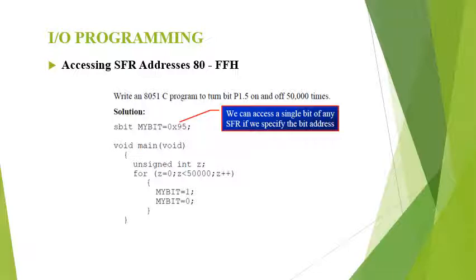And then in the main function we have variable Z declared using unsigned int data type. And then a for loop is written to have the bit D5 of port 1 turned on and off 50,000 times. So that value is varied from 0 to 50,000, and my bit is assigned 1 and 0 value in the for loop, so that P1.5 is turned on and off 50,000 times.